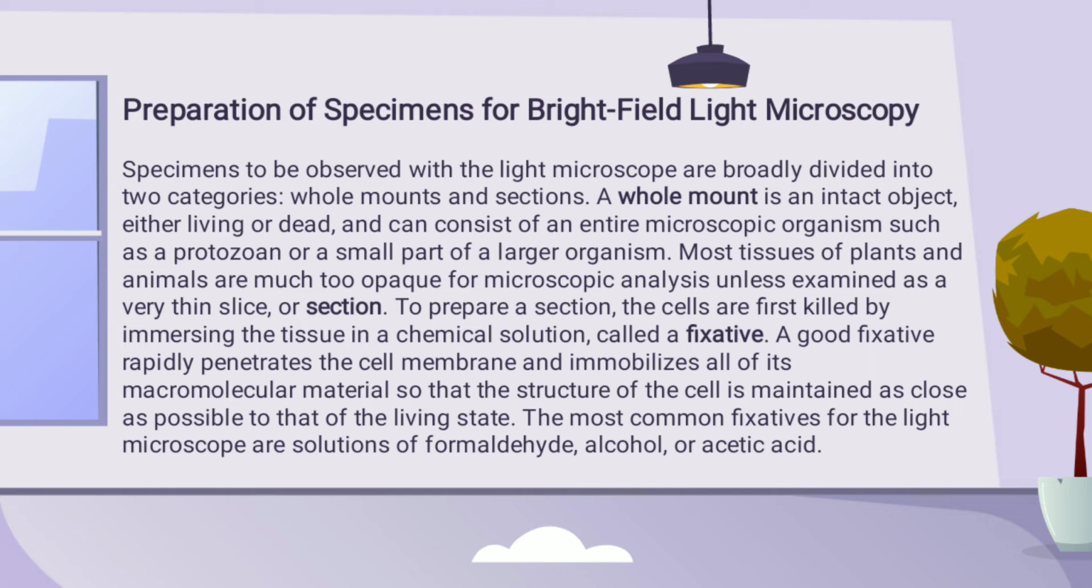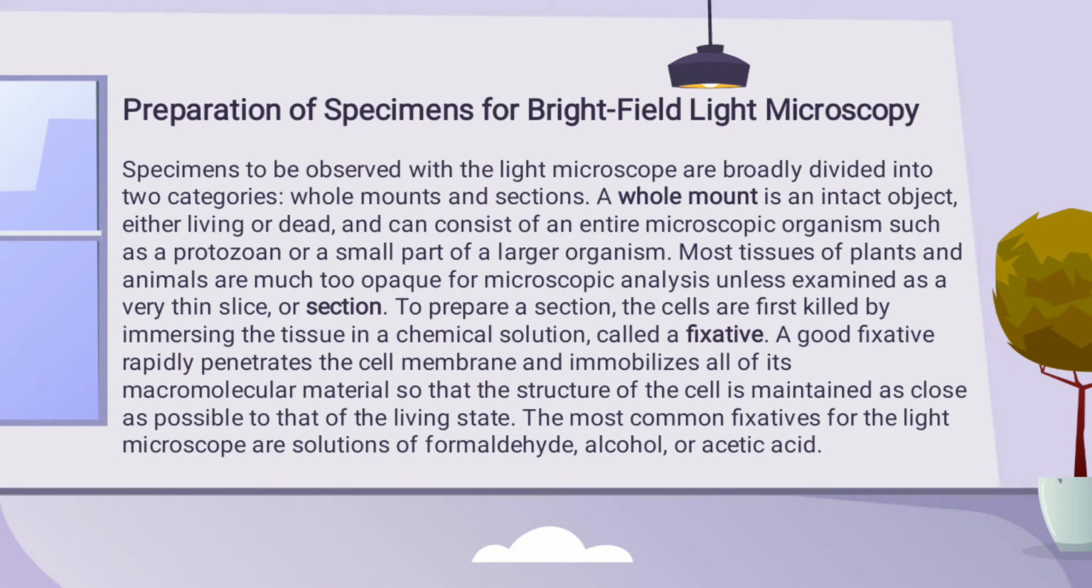Specimens to be observed with a light microscope are broadly divided into two categories. We have whole mounts and sections. A whole mount is an intact object, either living or dead, and can consist of an entire microscopic organism such as a protozoan or a small part of a larger organism.